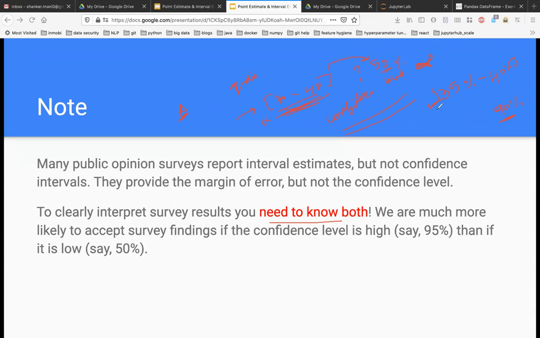Okay. So if someone comes up with these answers, most of the times, if you look at media and all, they don't give you any confidence level. They'll just say this. So to clearly interpret survey results, you need to know both. We are much more likely to accept survey findings if the confidence level is high than if the confidence level is low.